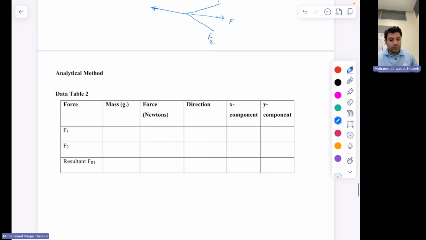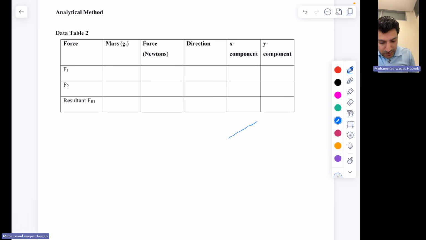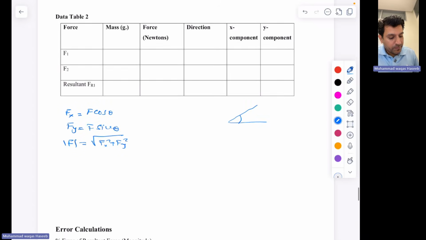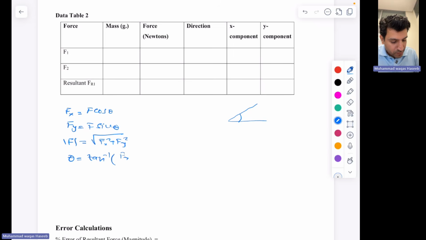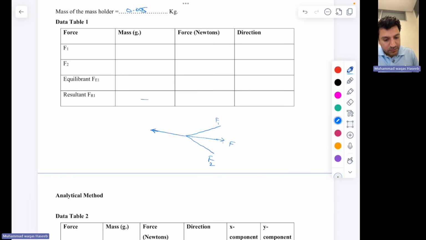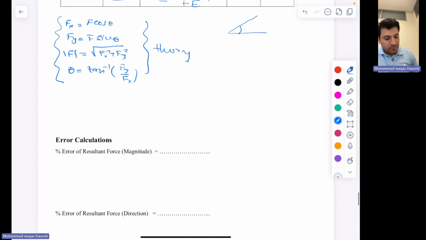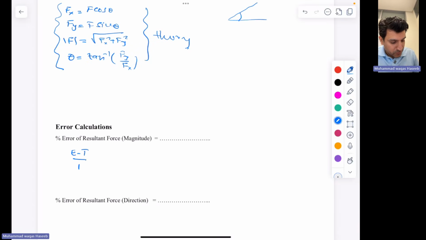Okay, so if any force is given, you can calculate its components. Your x component is nothing but F cosine theta, the y component is F sine theta, and you can calculate the force, which is nothing but the square root of Fx squared plus Fy squared, and theta is nothing but tangent inverse of Fy over Fx. When you calculate these values, these are our theory values, and when you do the experiment over here, you will get the resultant mass, resultant force, and the resultant direction. The same is here. So you will get the experimental value, and when you put it over here, experimental value minus theory value divided by theory value multiplied by 100, you will get the percentage value of error.